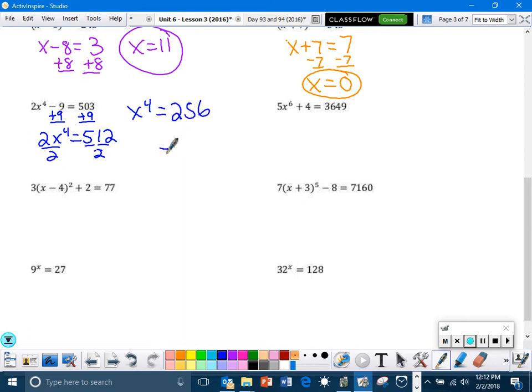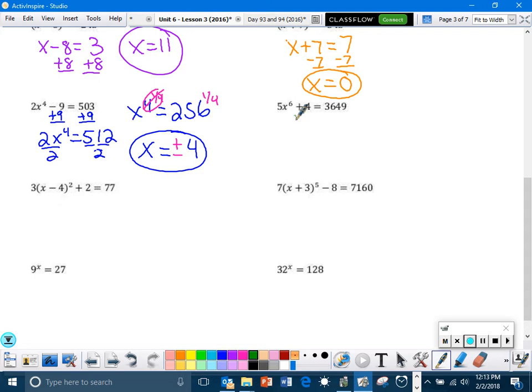Now, we have an even exponent. That tells me there are 2 answers, so we're going to have a plus and a minus. All right, we're going to get rid of the 4, so we're going to use 1/4. Again, the 4 and the 1/4 cancel each other out. And 256 to the 1/4 power is 4. So our answer, there are 2 of them because it's an even exponent. Our answer is plus or minus 4, positive or negative 4. Okay, moving on.